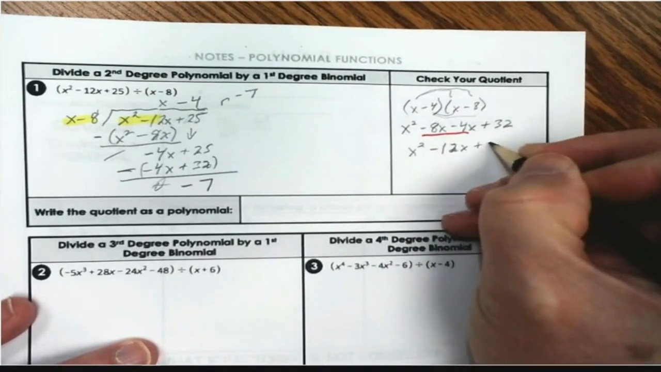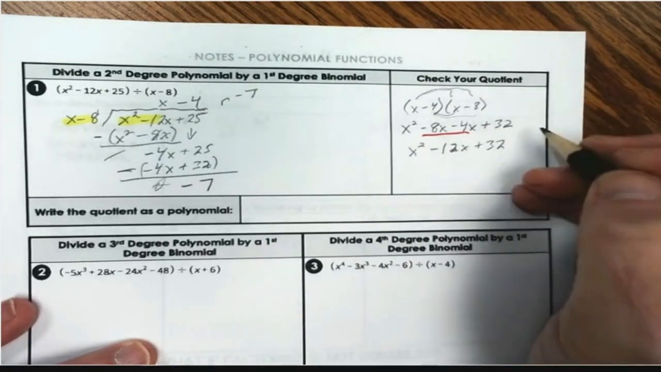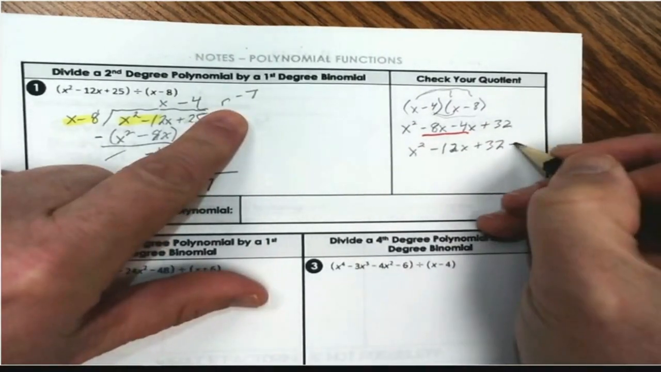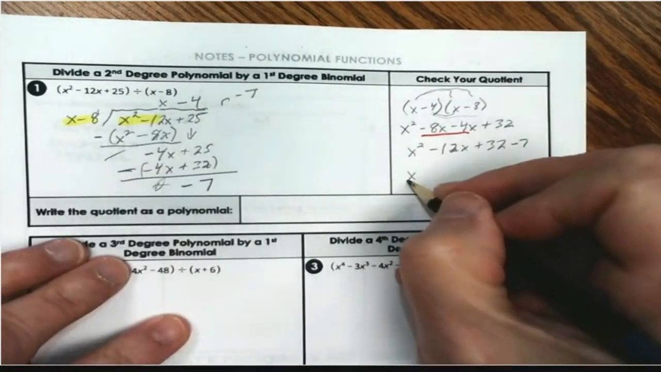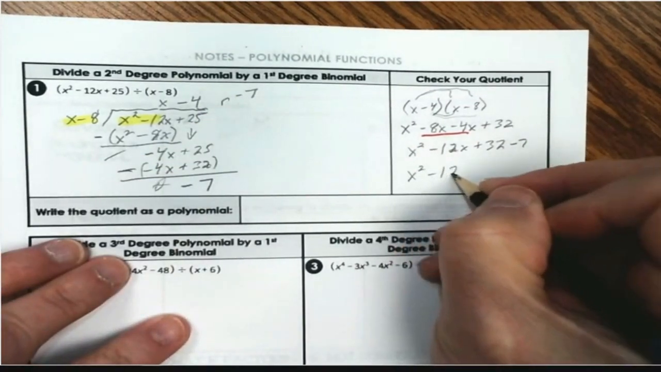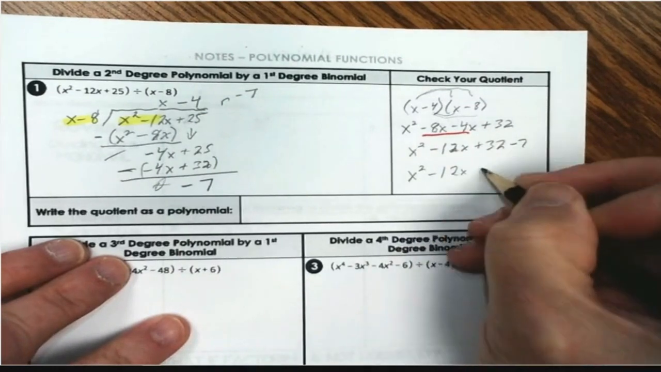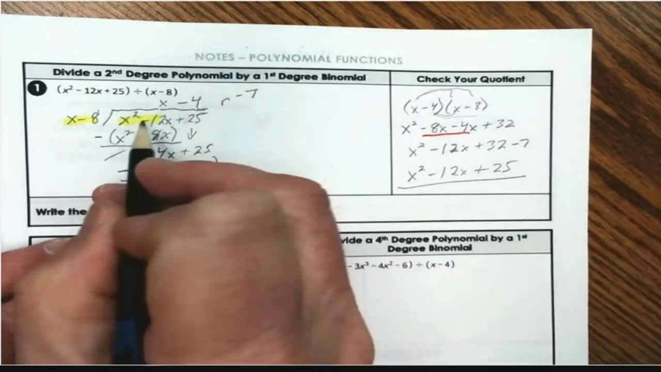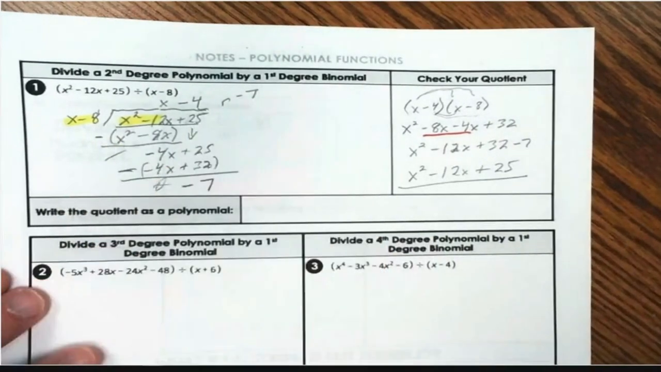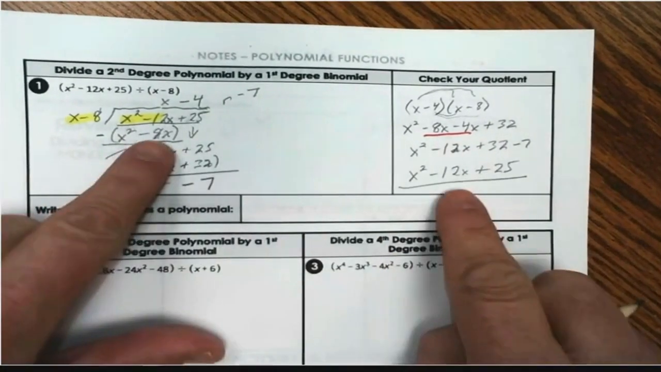plus 32. Now we need to add that remainder. The remainder was a negative 7. So if we add that on there, that gives us x squared minus 12x, 32 minus 7 plus 25. And that is what our original dividend is. So our answer is correct.